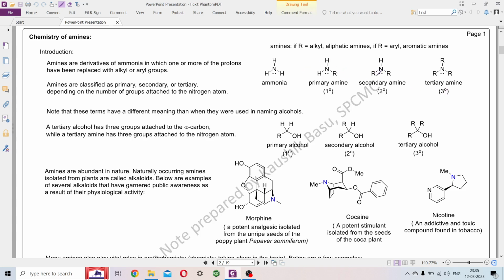These R groups on the secondary amine or on the tertiary amine can be the same. They can also be different. If R is an alkyl, then these are the aliphatic amines, and if at least one of them is an aryl group, such as a benzene ring or a substituted benzene ring, then those are called aryl amines or aromatic amines.